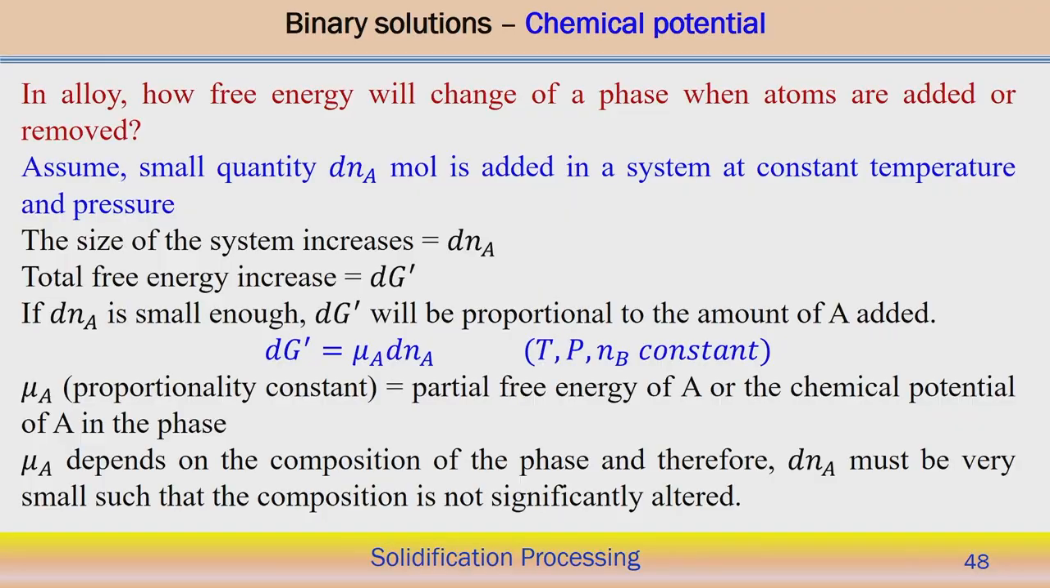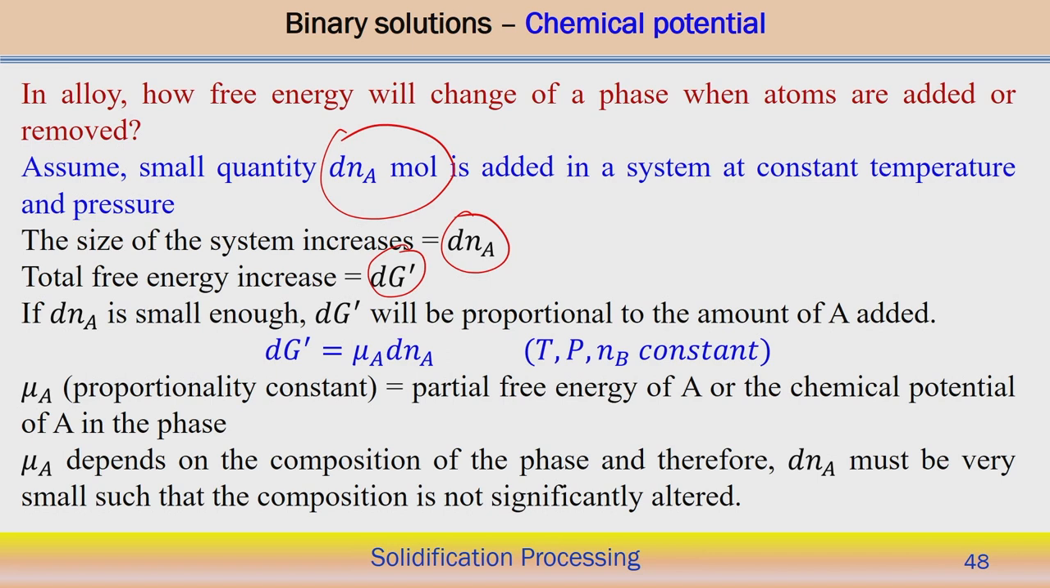Now, in that sense, suppose a small quantity of dn_A moles is added to a system at constant temperature and pressure. Therefore, the size of the system increases by this small amount dn_A. The total free energy increases with the addition of this small quantity of atoms at constant temperature and pressure, and that becomes dG', for example. In this case we consider dn_A to be small enough.